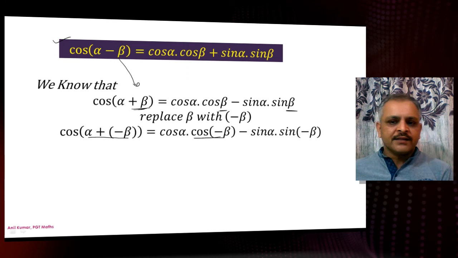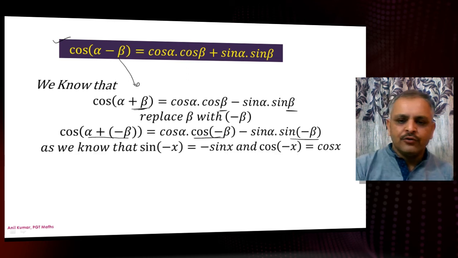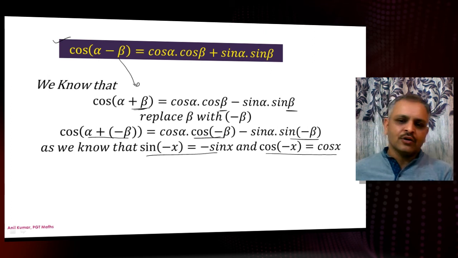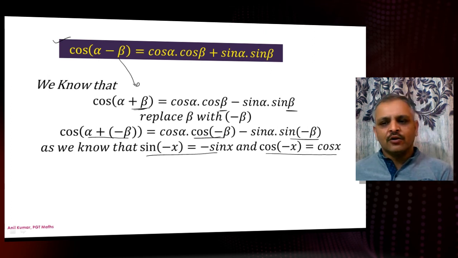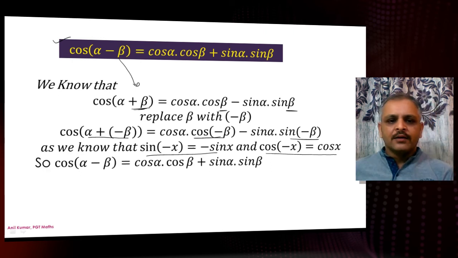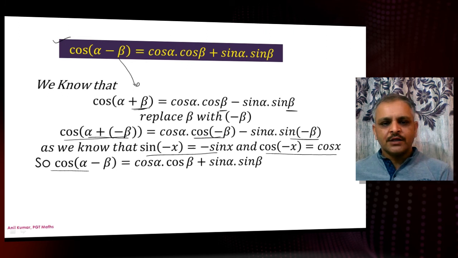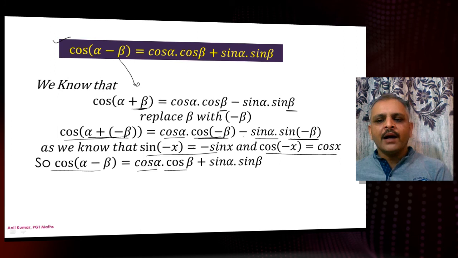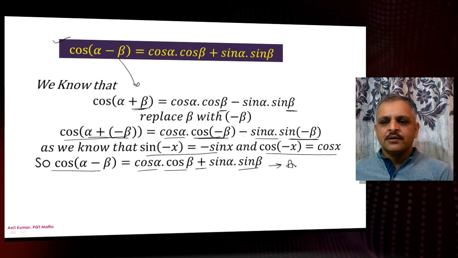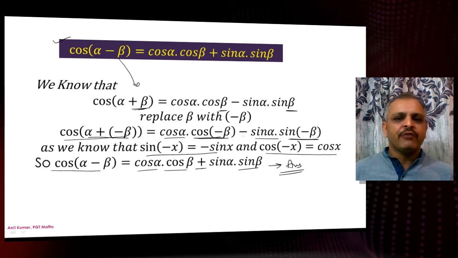Here we know the values of cos(minus x) and sine(minus x). Sine(minus x) is minus sine x, and cos(minus x) is equal to cos x. So cos(minus beta) is cos beta, and sine(minus beta) is minus sine beta. Let's put the values. So cos(alpha minus beta) is cos alpha, cos(minus beta) will be cos beta, then minus sine alpha, and sine(minus beta) will be minus sine beta. So minus and minus will become plus. So this is my another result, a very important result, cos(alpha minus beta).